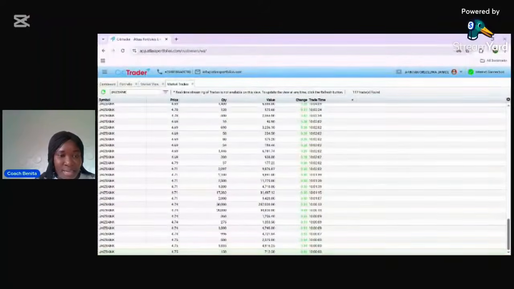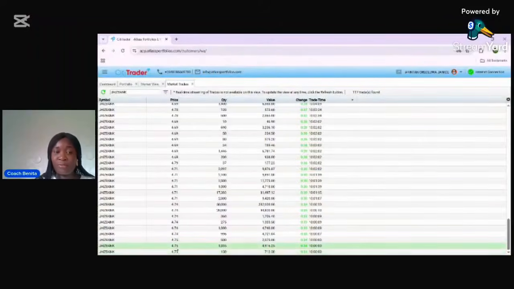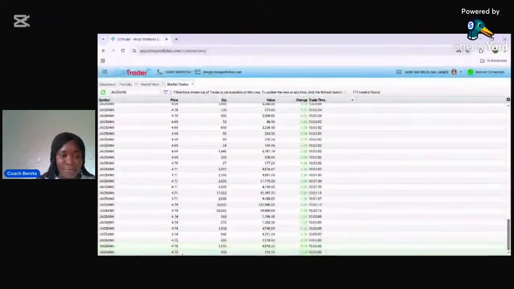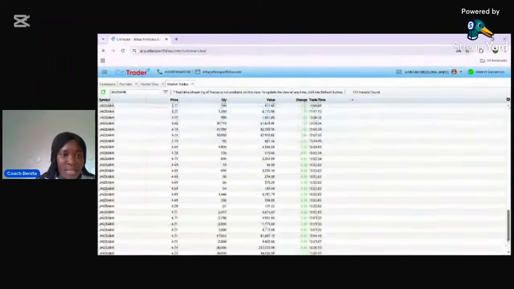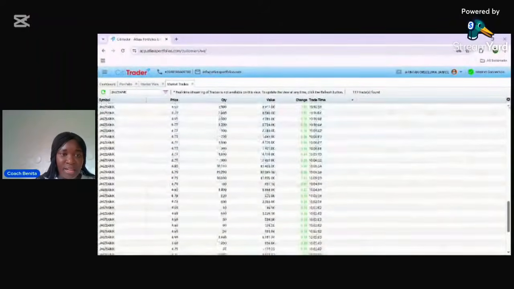So the market started, and people started buying immediately at 4 naira 75 kobo, the same stock that closed yesterday at 4 naira 41 kobo. People started buying at 4 naira 74 kobo, down to 4 naira 71, 4 naira 69, and on and on. So these are the prices people have bought so far in the market.